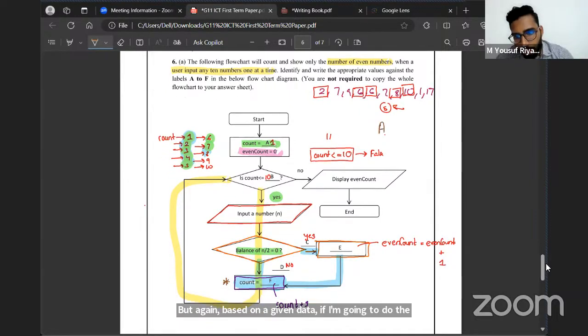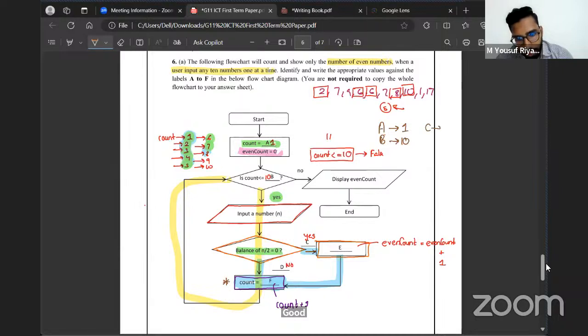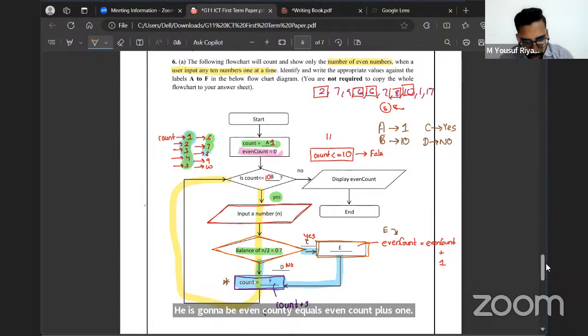You have to consider the value of A being 1. You have to consider the value of B being 10. You have to consider C is going to be where? Yes. D is going to be no. E is going to be even count equals even count plus 1. And F is going to be count equals count plus 1. Is that clear, all of you?